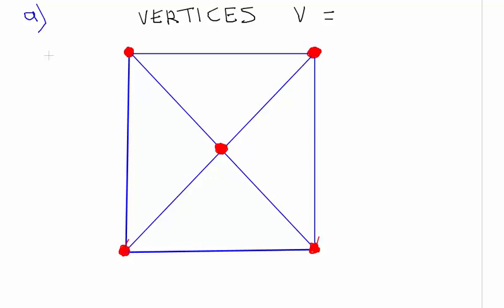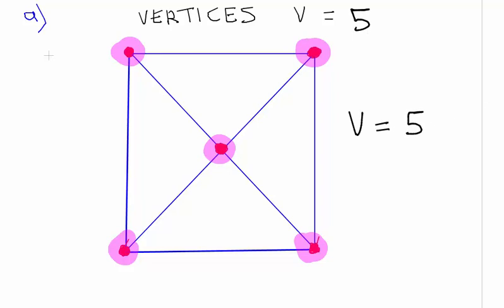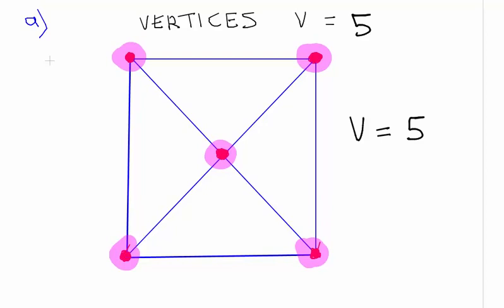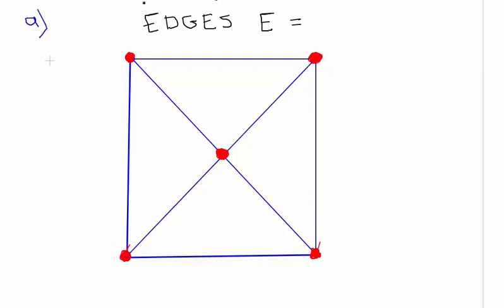So in this case, this is our first one here. We have five vertices: 1, 2, 3, 4, 5. Straightforward enough. So V in this case is equal to 5. I'll just bring it down there to make it a little bit easier. The next thing we have to do is calculate the number of edges.